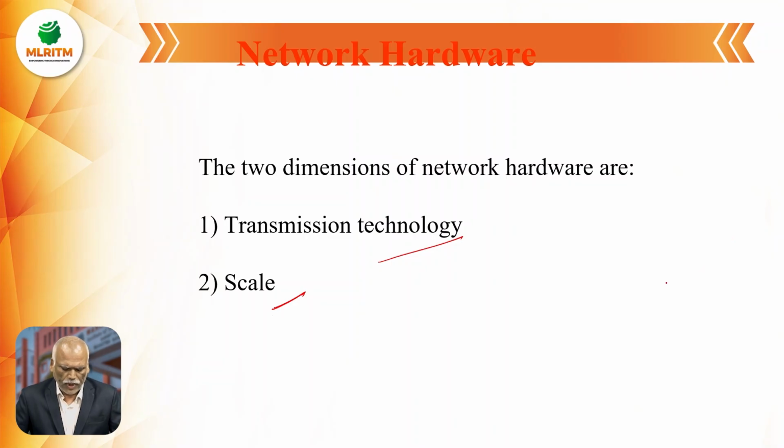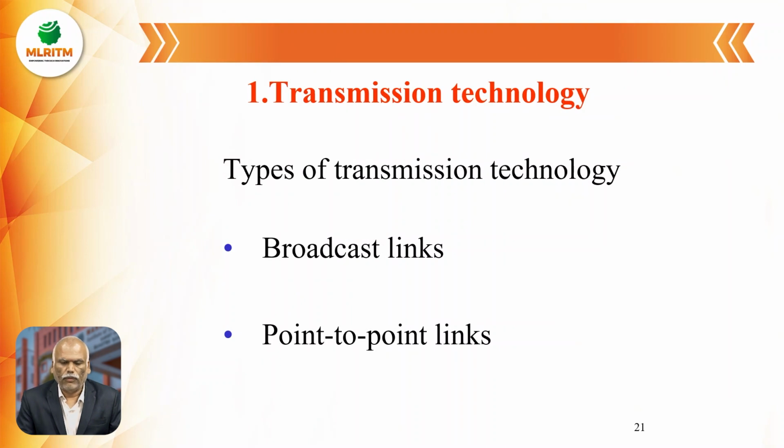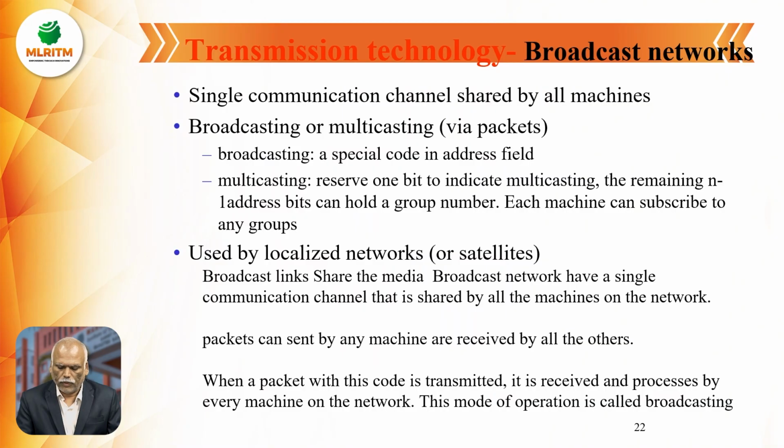Based on this, different implementations are better. First we see what the transmission technology is. Based on the transmission technology dimension, there are different types of networks, like broadcast links and point-to-point links. What is broadcast and what is point-to-point? Device to device. Broadcast is where one device can transmit and all the devices that are part of a network can receive the information. So in a broadcast network, a single communication channel is shared by all the machines.